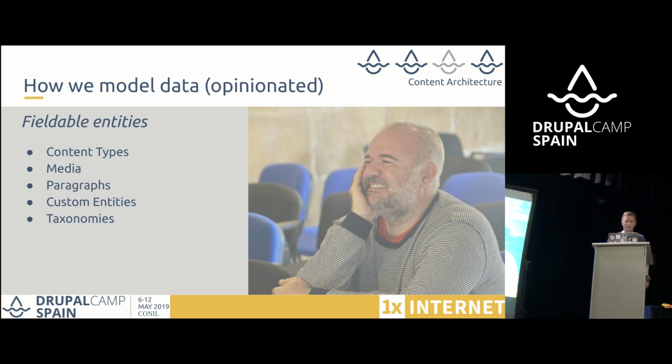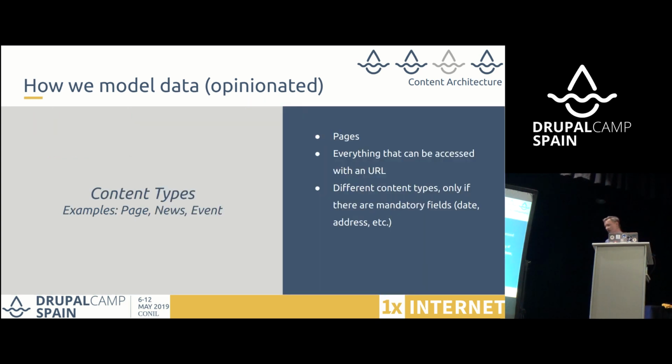So let's run through how we use them. For us, a content type is something that's a page, something that has a URL that you can access, like news or a press release. We only create different content types if there are different mandatory fields on the content type. Say you have a basic page: for content, we put paragraphs in there, as you will see later.